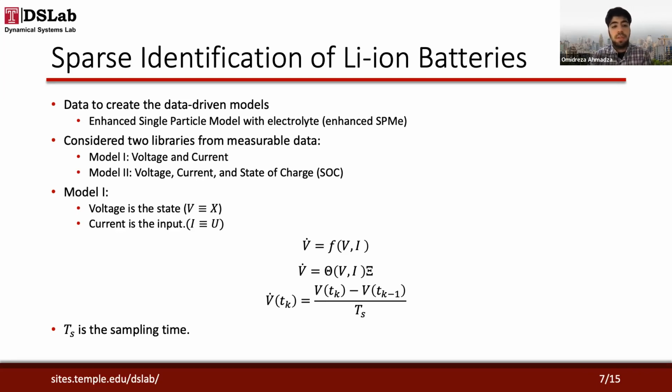So for model 1, voltage is the state and current is the input. So V dot would be a function of V and I, and then we can define a library of potential terms only from the voltage and current, and we find the sparse vector of coefficients. And since in the enhanced SPM we have the value of V, but we don't have the value of V dot, we will find V dot by using the first-degree finite difference method, and Ts is the sampling time.